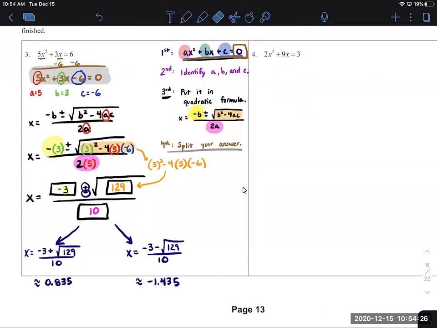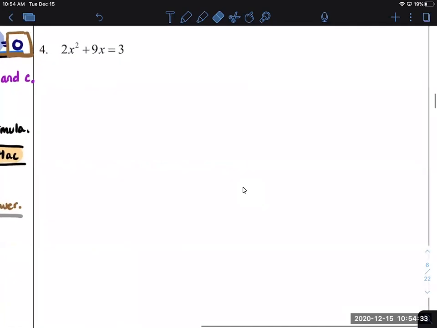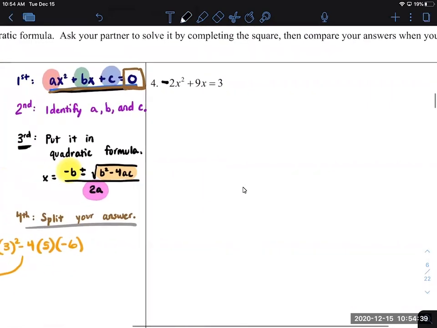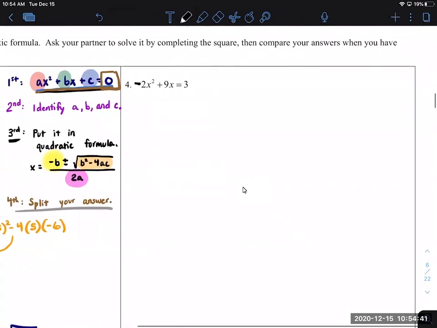Now we only have one more to do today, and I want to make sure that we do one where we have a -a. So if you're looking at the packet, put a negative right there in front of that 2. We'll do one of these with a -a.